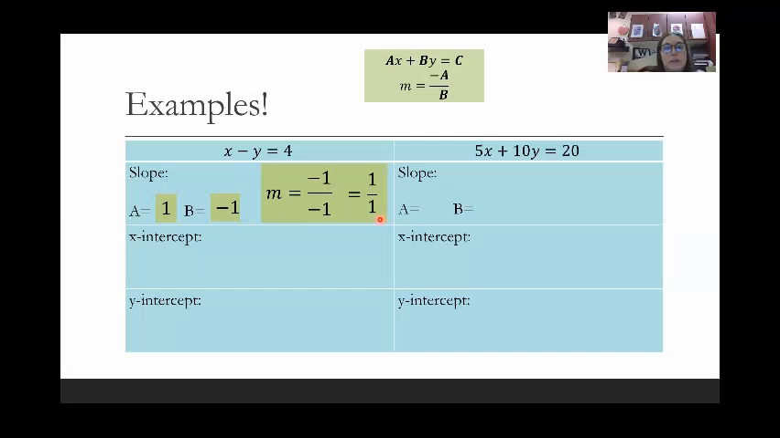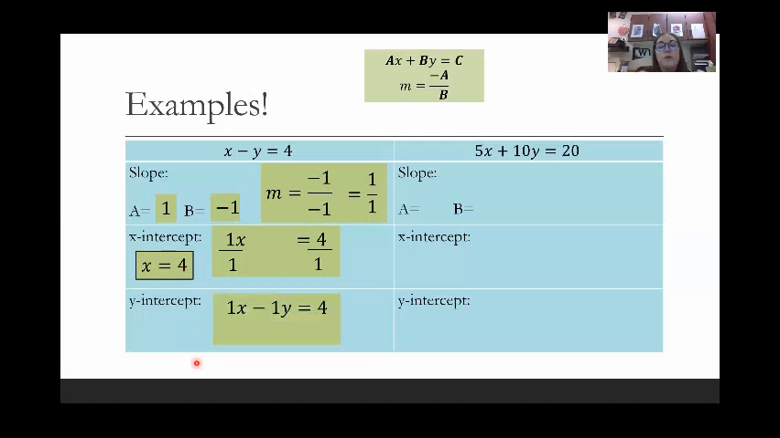So for the x-intercept, when we're finding them, I'm going to leave the ones there just so we know what we're dividing by. So I'm going to cover up my y, divide both sides by 1. Well, 4 divided by 1 is just 4. So that means our x-intercept is 4. For our y-intercept, we would cover up the x, and we have -1y equals 4, so we're dividing by a -1, so y equals -4.